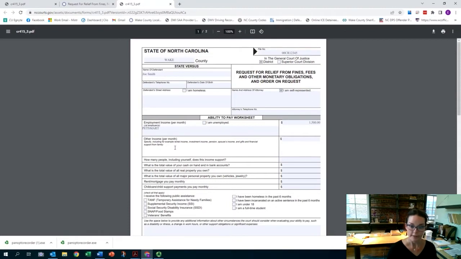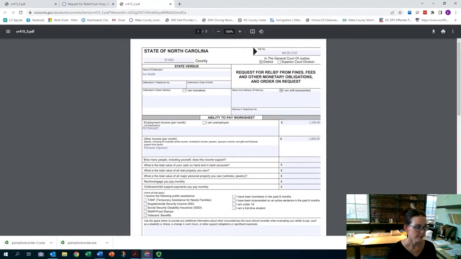The next box is other income per month. This, for instance, is rental income. If you own a house that you rent to another person and that person pays you rent, but other options are spouse's income and gifts and financial support from family. For instance, if you are married and your spouse works, this is the portion where you put that. So let's say that your spouse also works at PetSmart. Then we can add PetSmart and spouse in parentheses, and then you want to add your spouse's income. We'll say for this example, $1,000 per month.